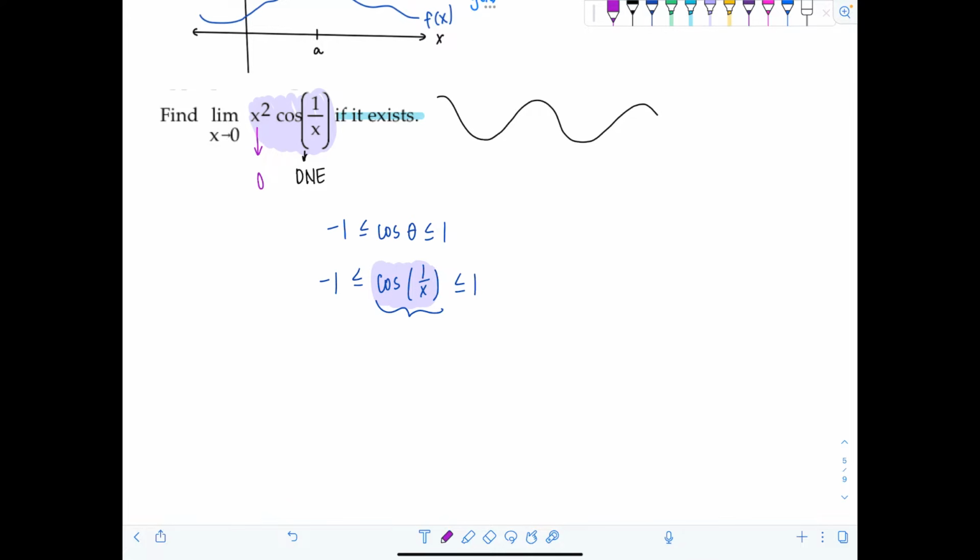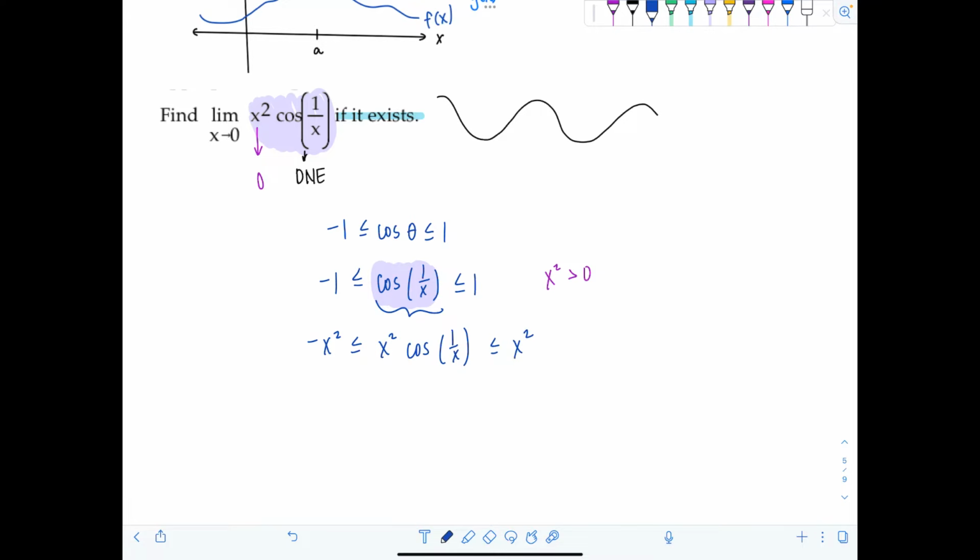Well, x squared is positive, right? So that means it's okay. Well, I guess it could be 0, but we're approaching 0, so I know it's not 0. The only time you have to stress about inequalities is if you multiply or divide by something that's negative. But x squared is positive, so we're good. So I can go ahead and multiply everything through by x squared. I'm going to have negative 1 times x squared is less than or equal to cosine 1 over x times x squared, which is less than or equal to positive x squared.